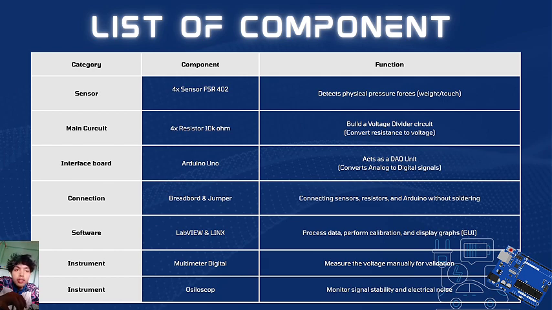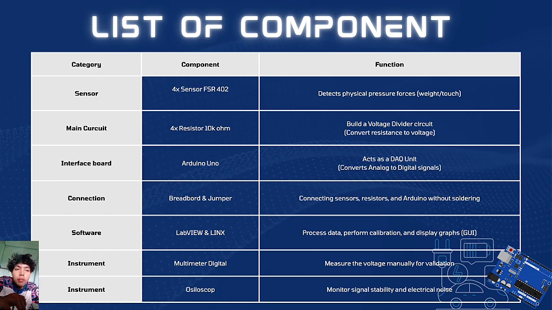And next, 4 resistors of 10 kilo ohm. These are essential for building the voltage divider circuit that converts resistance to voltage. Next, Arduino Uno. This is our main interface board and the DAQ unit, converting analog signals into digital data.